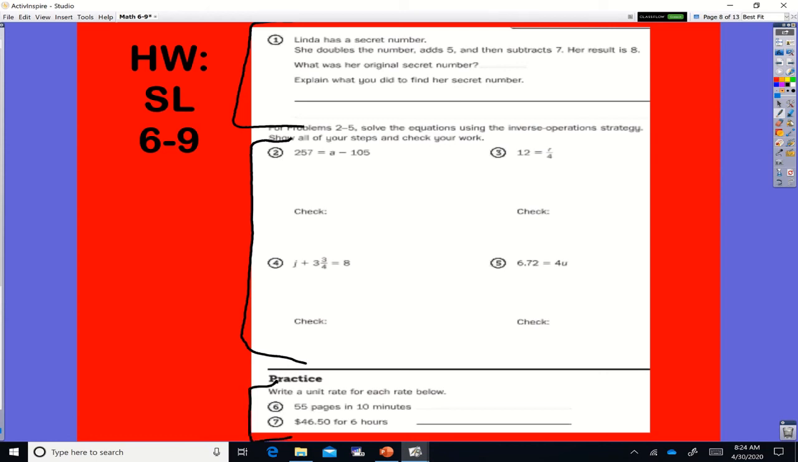Down here, you're finding unit rate. So if I want to find pages per minute, I'm going to take 55 divided by 10.